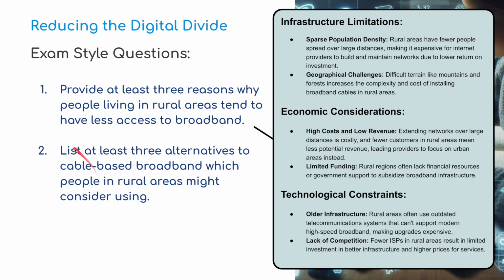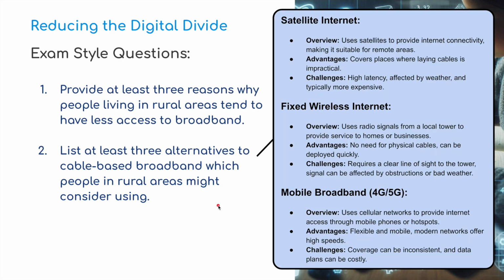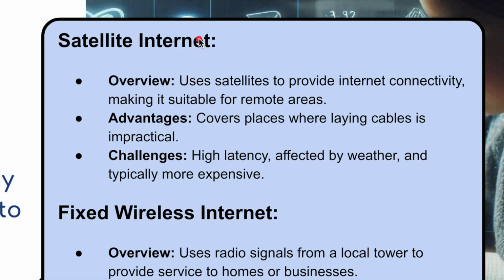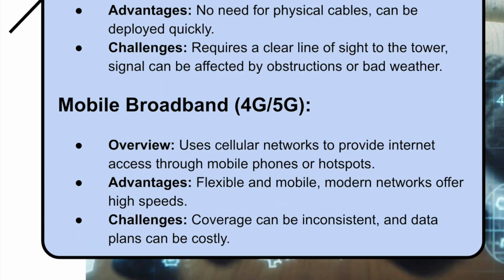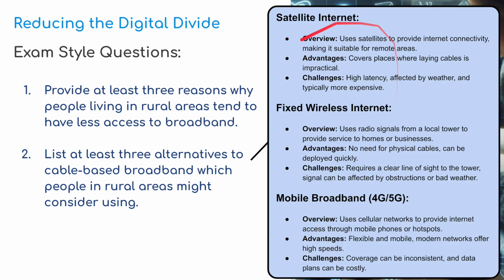Okay? And then number 2, list at least 3 alternatives to cable-based broadband, which people in rural areas might consider using. Okay, I've got satellite internet, and I've looked at the overall advantages and the challenges. I've got fixed wireless internet, and I've got mobile broadband 4G and 5G. Okay, again, pause the video, have a little read through that. But that is it for video 2.